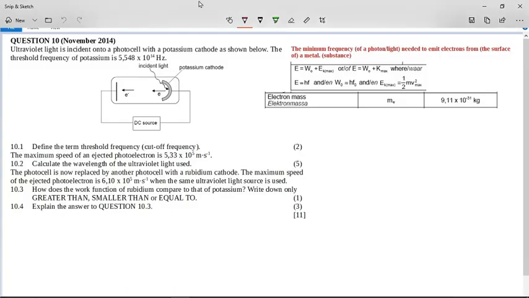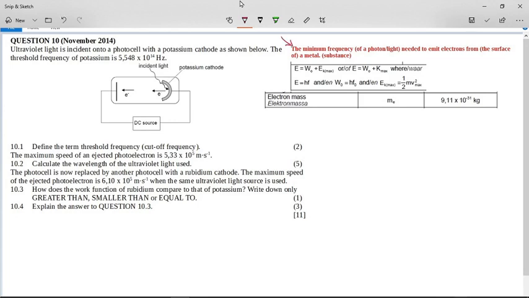Okay, here is the November 2014 question on the photoelectric effect. It says to you, ultraviolet light is incident on a photocell with a potassium cathode as shown below. The threshold frequency of potassium is 5,548 times 10 to the 14 Hertz. Define the term threshold frequency.